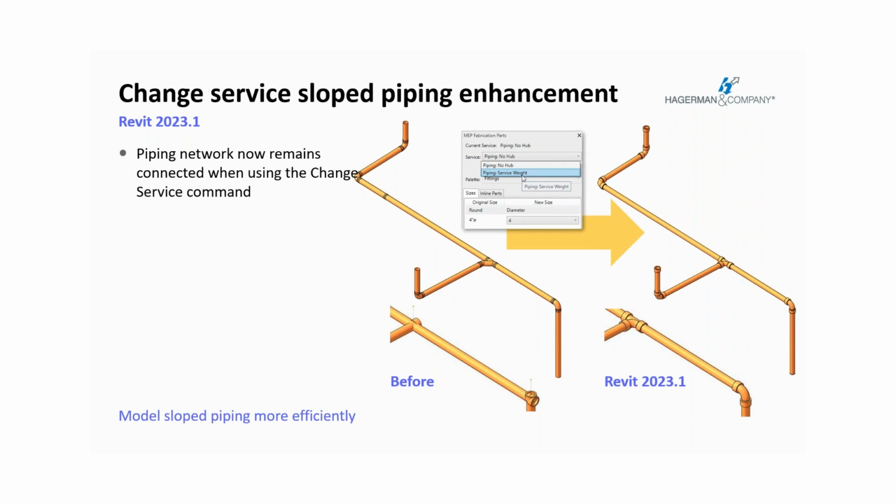Previously, using the change service command to revise a sloped no-hub piping layout to a hub and spigot system would result in a disconnected layout. Now, in Revit 2023.1, parts are oriented correctly and the network is maintained when executing this command. This improvement helps you model sloped piping more efficiently.